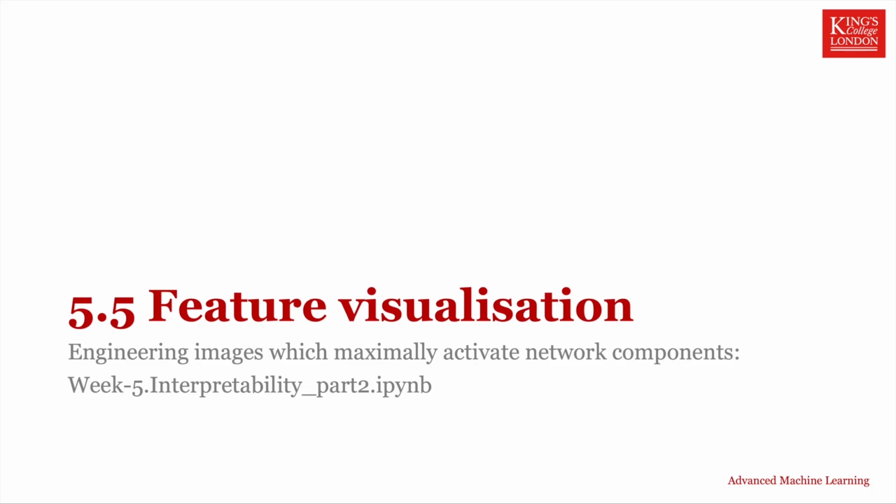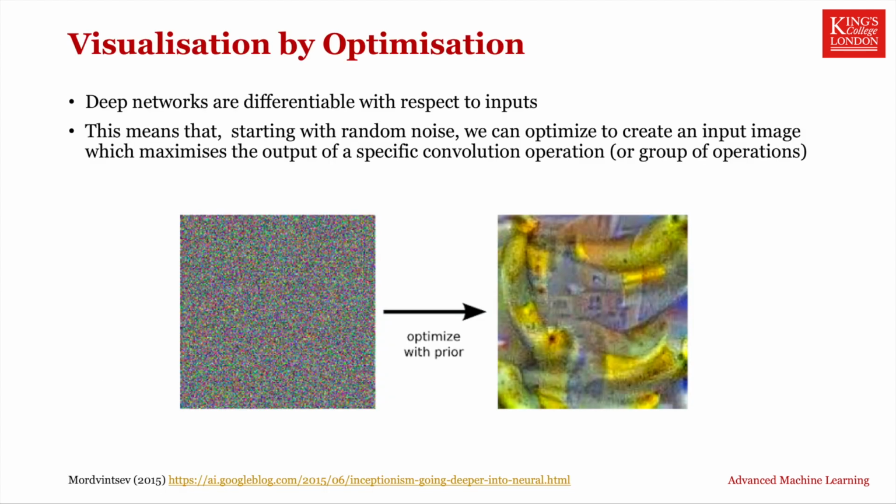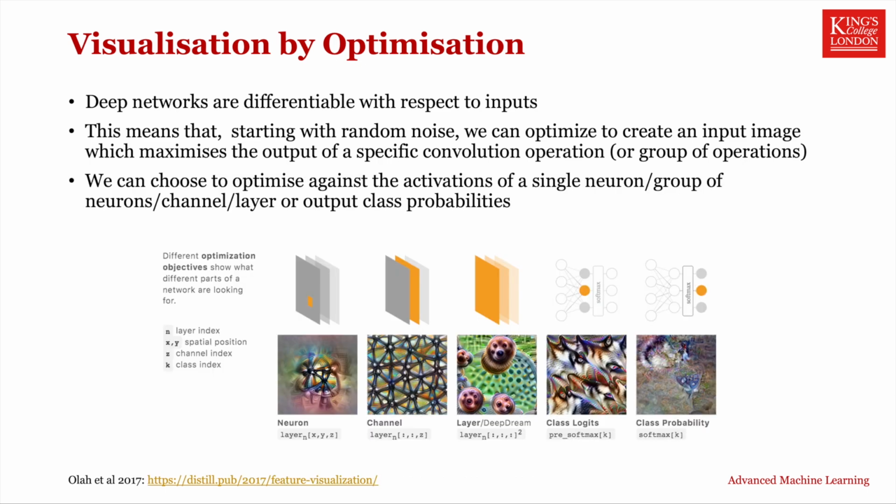In this video, we will briefly review techniques for feature visualization. In contrast to the saliency masking techniques, these approaches seek to engineer images from a starting point of random noise in order to create something which maximally activates some component of the network. Here we can choose to optimize against the activations of a single neuron, or a group of neurons, or a channel, or a whole layer, or compare against the output probabilities or class logits.